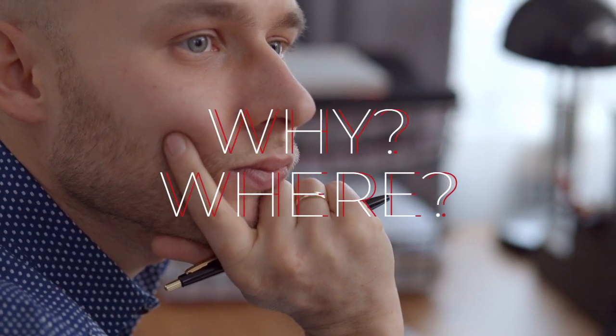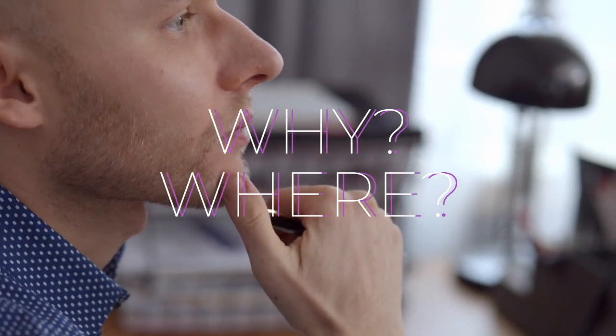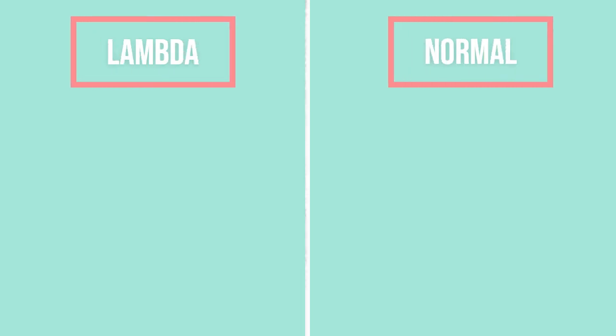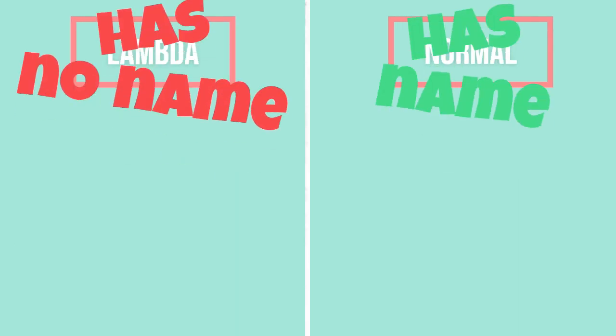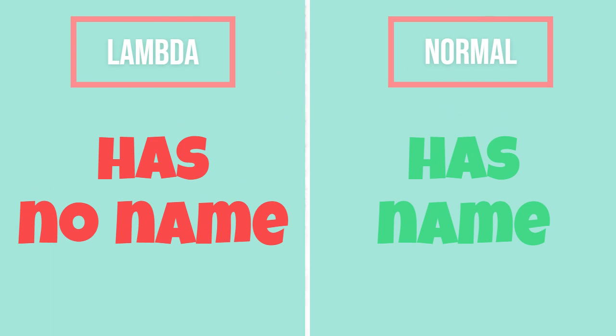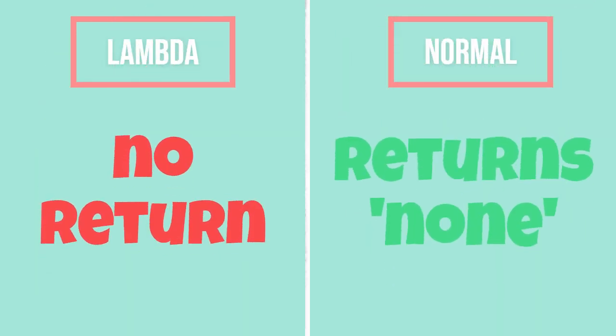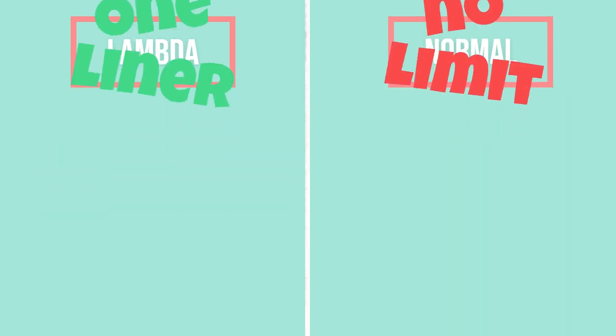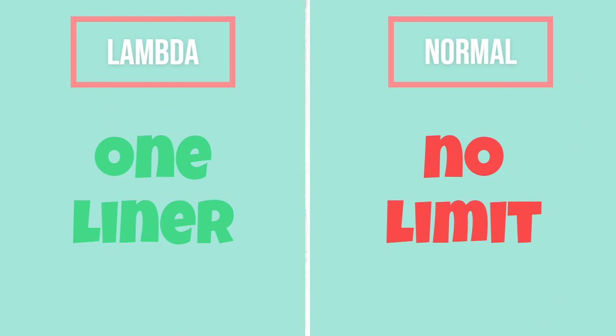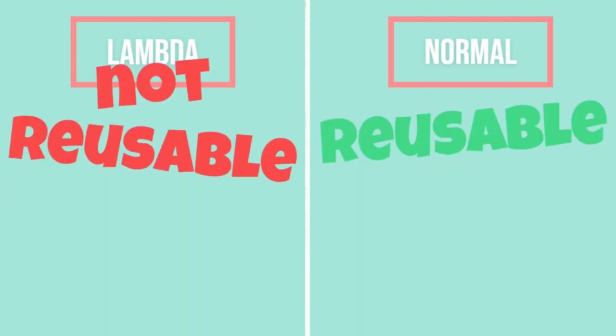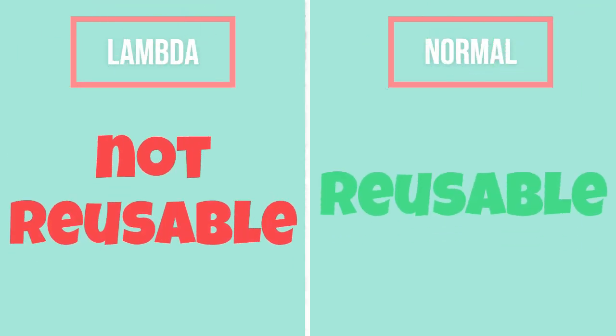Now we know how to use it, but you must be thinking why and where to use it. I will tell you about it in a while, but before that, let's see the differences between a normal function and a Lambda function. A Lambda function has no name, whereas a normal function has a name after the def keyword. Lambda function has no return statement, whereas a normal function returns None as an output. Lambda function is written in one line, whereas a normal function has no limit. Lambda functions are not reusable, but normal functions are reusable.